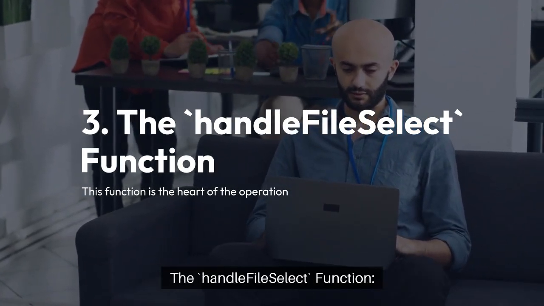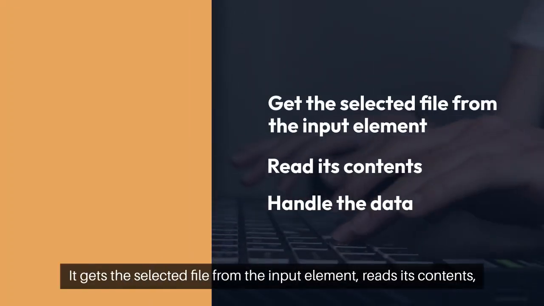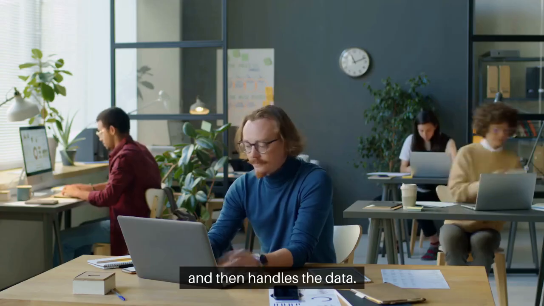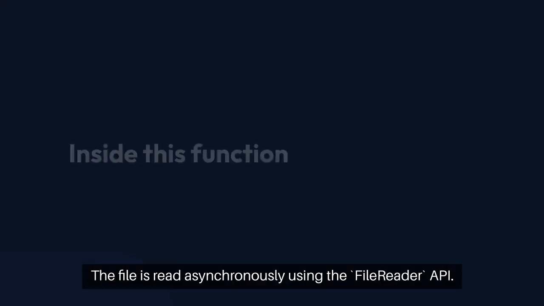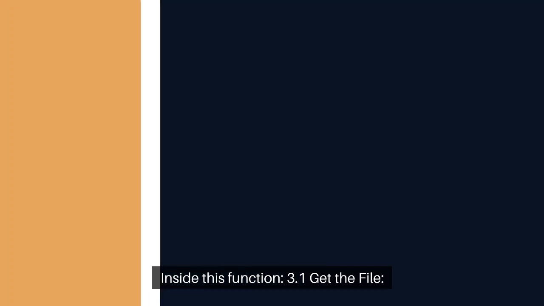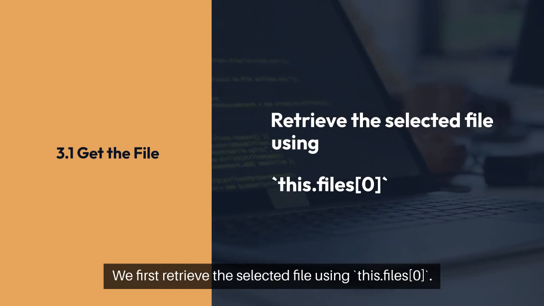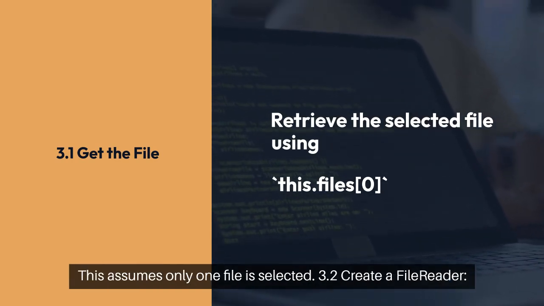3. The handleFileSelect function. This function is the heart of the operation. It gets the selected file from the input element, reads its contents, and then handles the data. The file is read asynchronously using the FileReader API. Inside this function, 3.1, get the file. We first retrieve the selected file using this.files[0]. This assumes only one file is selected.